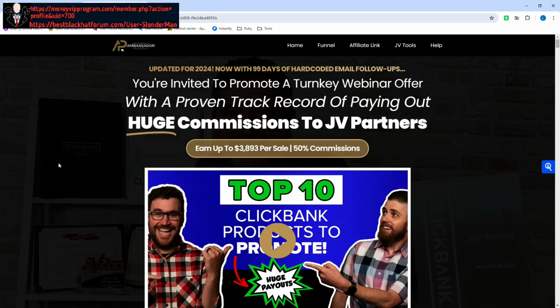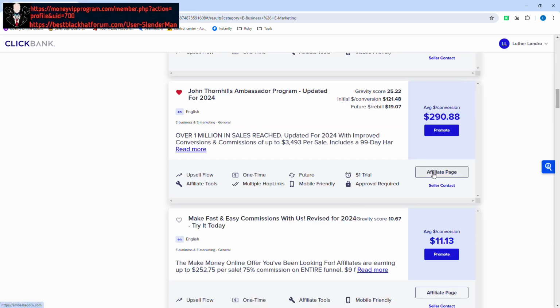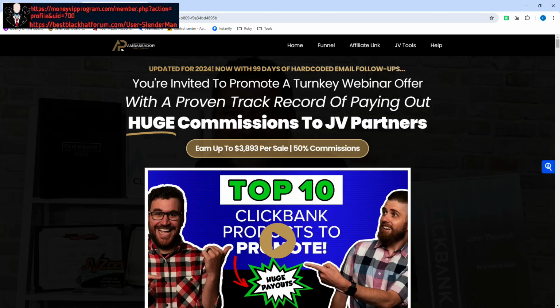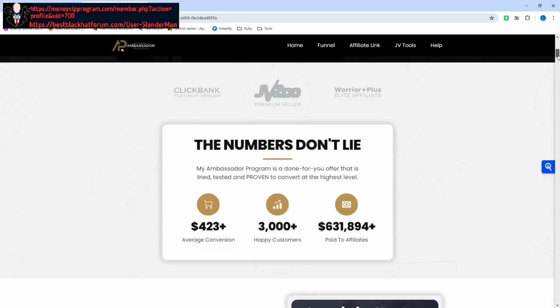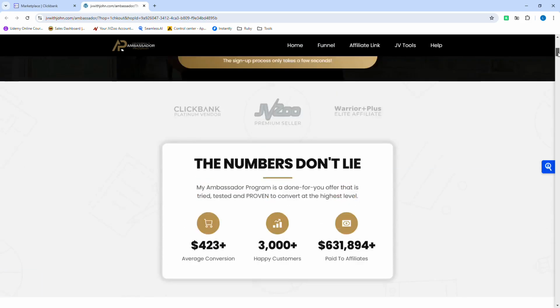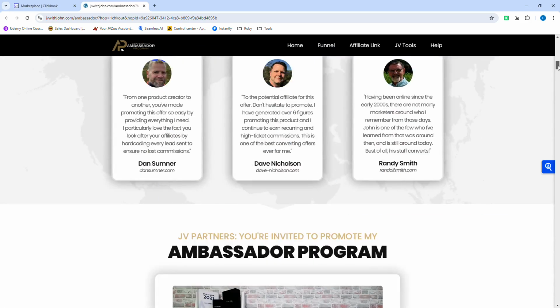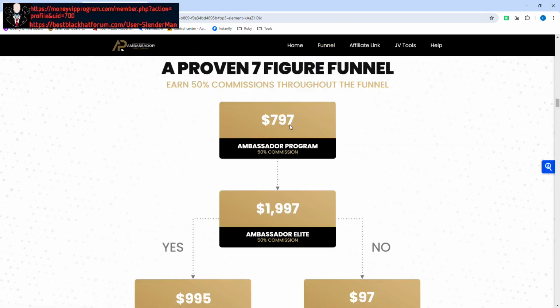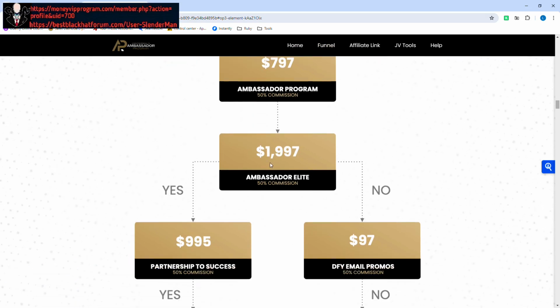Interesting. Okay, here's the affiliate page, right? Where you can go to the affiliate page here and get the tools and whatnot. But you will have to apply for something like this, but that tells you they've done pretty well, and the offer has done pretty well. So here's a breakdown of the funnel. Yep, high ticket product. There is the high ticket upsell.